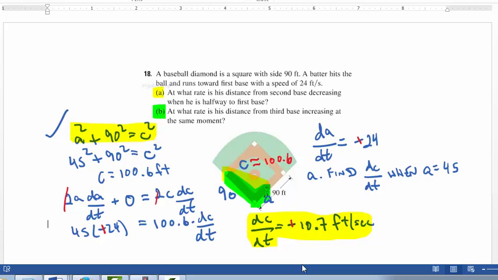So his distance from third base is actually increasing at the same rate as his distance from second base is decreasing. All right, so that's actually an interesting phenomenon there. Okay, so all that happens in part B really is one sign changes to positive, so then the result becomes positive. So it's positive 10.7 feet per second.